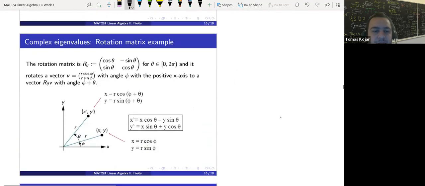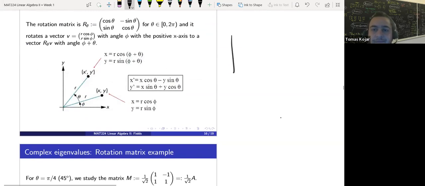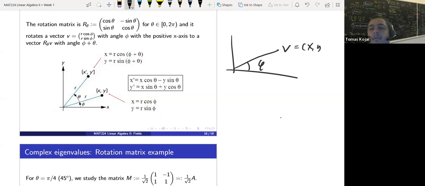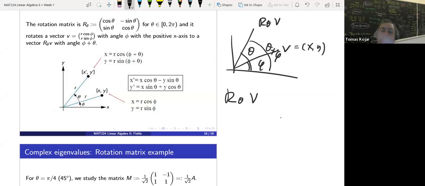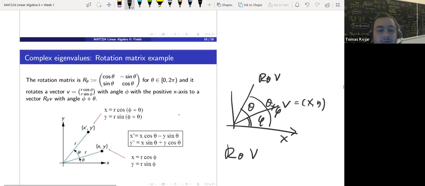let me go in the picture. So if you have a vector, I call it xy, so v over here, and you multiply v by this r theta, then you get another vector r theta v whose angle is theta plus phi. So it will be theta plus phi. Okay, so it shifts the angle of your vector with respect to the x-axis. Okay, so that's what this rotation matrix does.